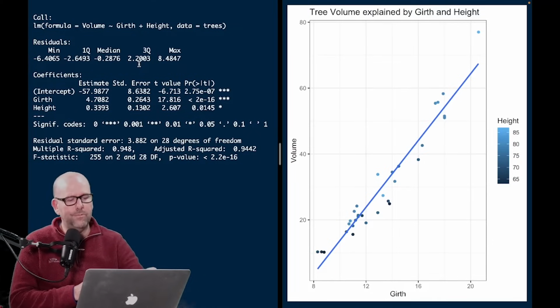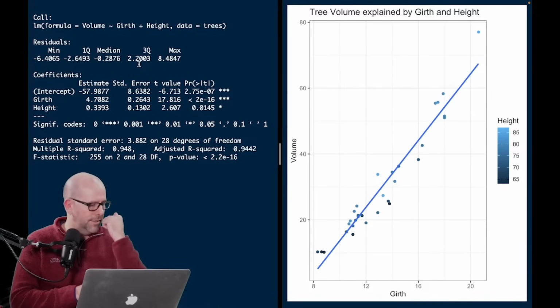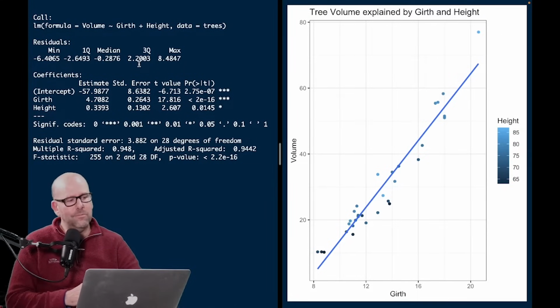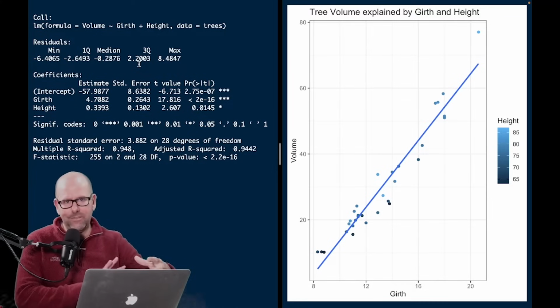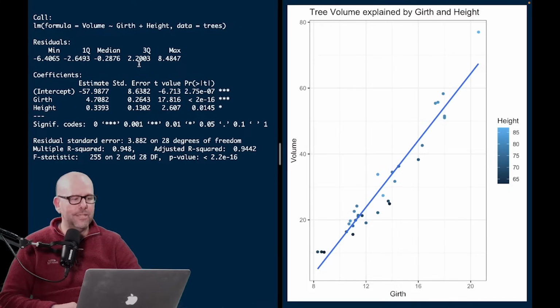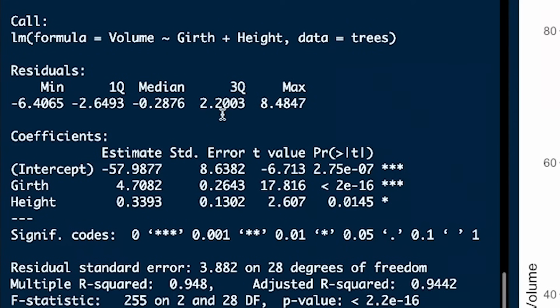Height is the color of blue, and girth is the x-axis. You can represent height in different ways. You could put in a z-axis and have a three-dimensional curve if you want. It doesn't really matter, so long as you understand that both of these variables, before we actually do the model, we think may have a relationship with the volume of the tree. Okay, let's look at the model that comes out of this.